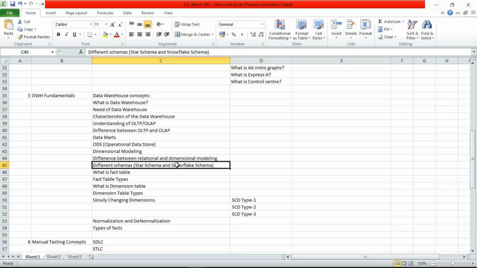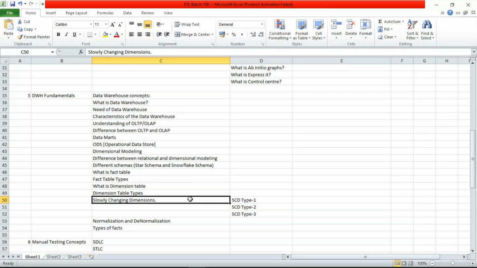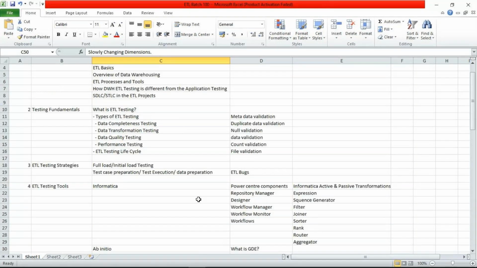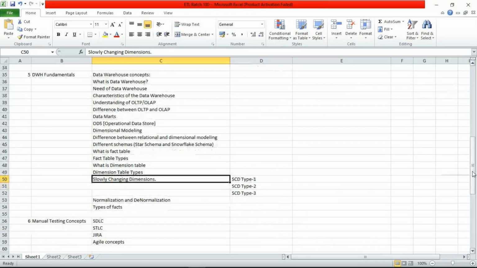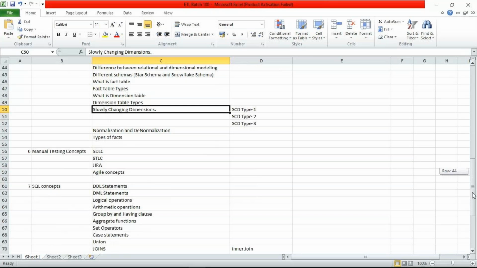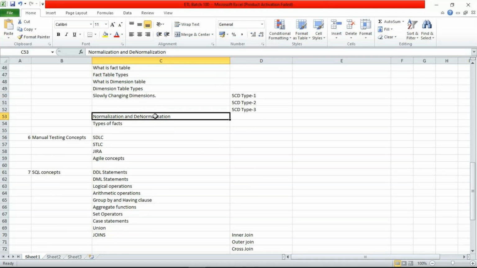Then we'll see what a fact table is and the types of fact tables. There are different types of dimension tables, and then we'll see slowly changing dimensions. There are majorly three types of slowly changing dimension: SCD type 1, SCD type 2, and SCD type 3. We'll see what type 1, type 2, and type 3 are. Then we'll see normalization and denormalization. We'll see what the types of facts are. The fact table is different, and facts are different. So we'll see the types of facts, other than the fact table.